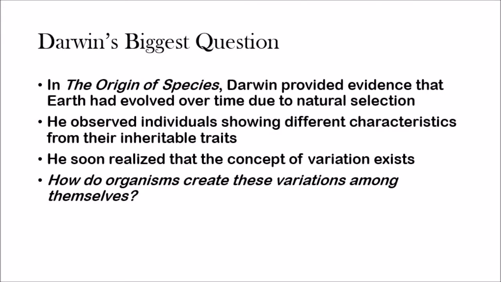So Darwin's biggest question, the biggest problem with his theory in The Origin of Species, was that Darwin provided a lot of evidence that life on Earth had evolved over time due to natural selection. He observed individuals showing different characteristics from their inheritable traits, but he soon realized that variation exists between organisms within a population. But he didn't understand how organisms create these variations among themselves. So how come in any population we're always going to see different variations between the organisms? And that's basically what we're talking about in this video.